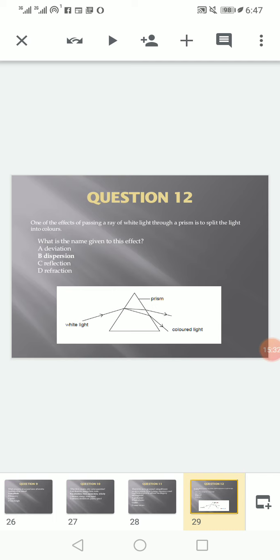The bouncing of light is what we call a reflection, and the change in direction of light rays is what we call a refraction. For deviation, I would like you to read more on that. So in our Zoom class, I will call you to explain what deviation is for me.